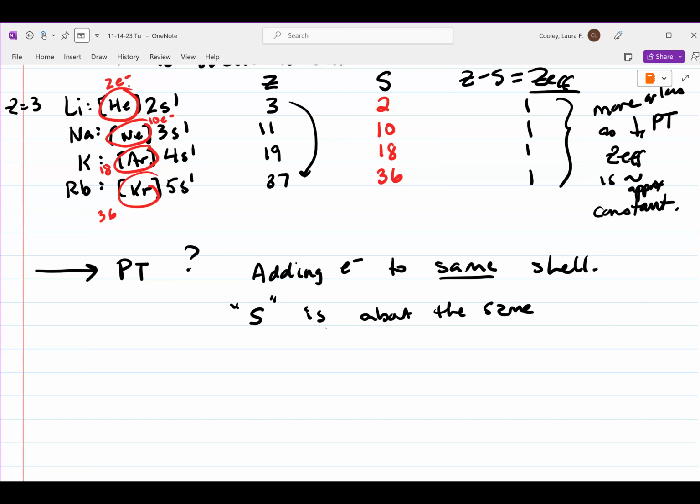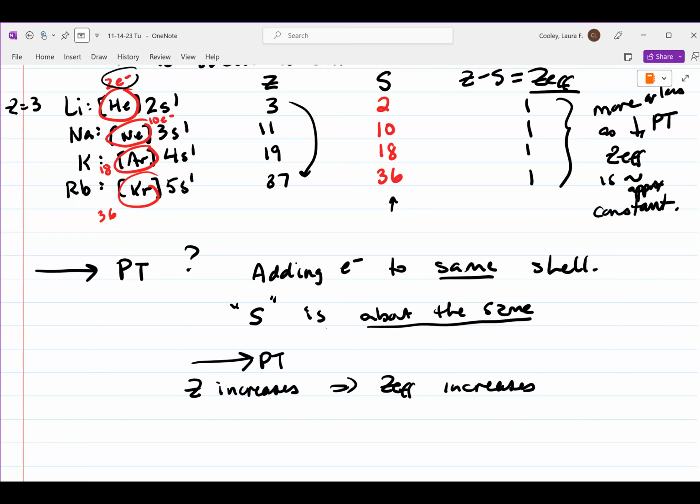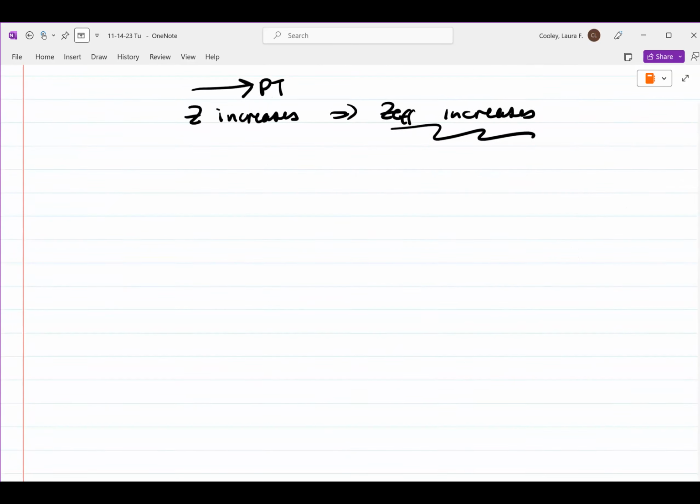The value of S, like we calculated here, comes from the previous rare gas. This 2 electrons is from the rare gas, 10 electrons for neon from the rare gas. S is about the same. So as you go across the periodic table, Z increases, but S is the same. So Z effective increases. The shielding is not very complete. As you go across, you're not doing any more shielding, so Z effective simply goes up. And this is what we found.